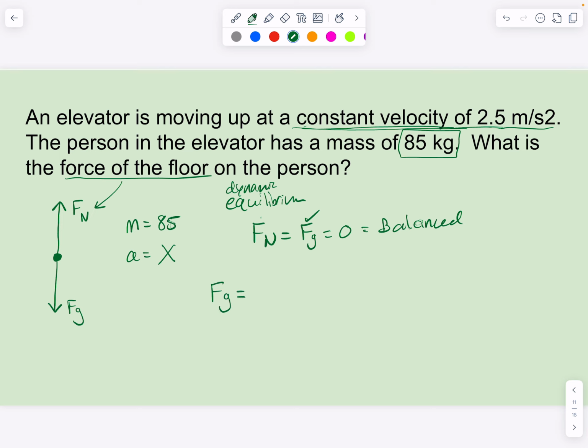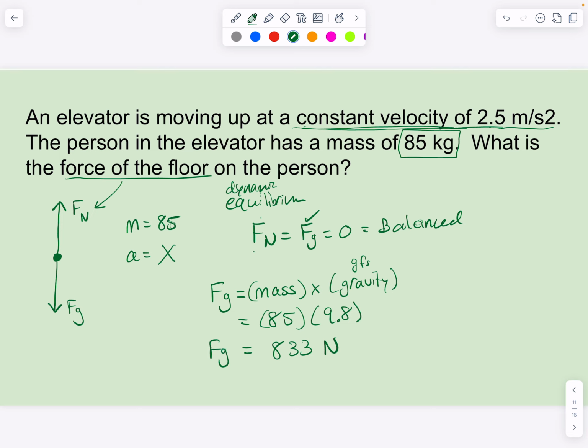So the weight of an object is the Fg. And that is found by taking its mass and multiplying it by the acceleration of gravity, g. So in our case here, we're going to say the 85-kilogram person times 9.8 gives me 833 newtons for our Fg. And because we said Fg equals Fn, then the force of the floor, or the normal force, is also 833 newtons when it has this constant velocity.